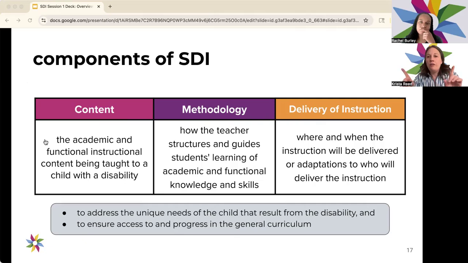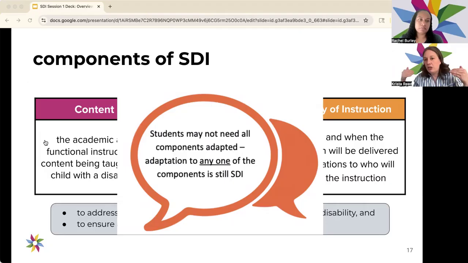But we don't often connect all of these things together. Well, why does this instruction happen here and with this person? Like, how does that relate to what the content and methodology needs are for the student? So very interdependent on one another, but separate considerations. And again, all of this is to make sure that kids are having greater access and progress and ensuring that they're meeting their IEP goals and the standards in the general ed curriculum.